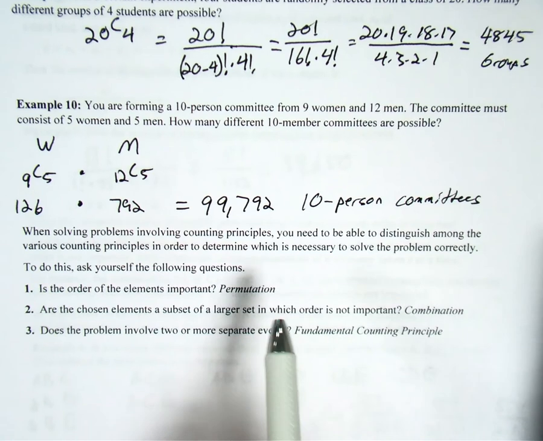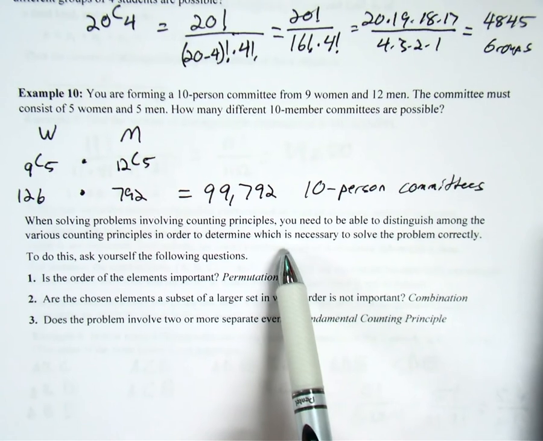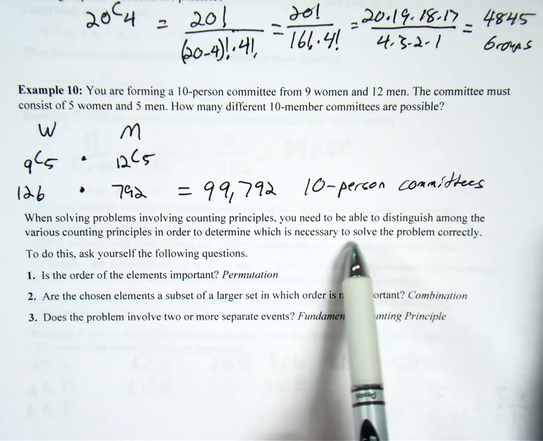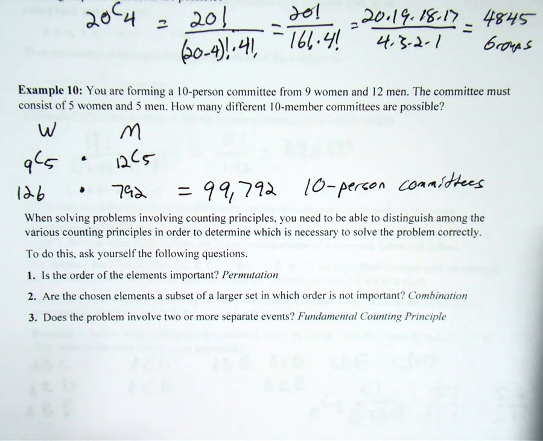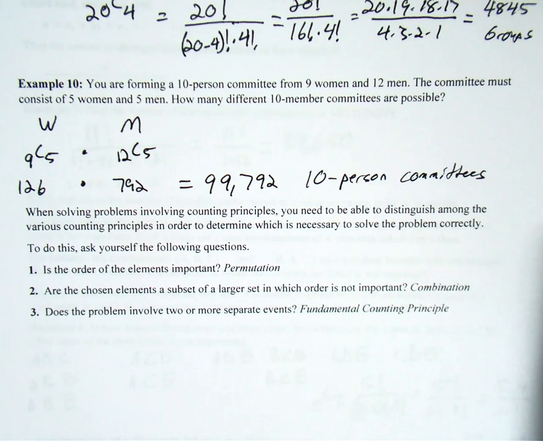When solving counting problems, you need to be able to distinguish among the various counting principles in order to determine which is necessary to solve the problem correctly. To do this, ask yourself the following questions. Is the order of the elements important? Then you need a permutation. Are the chosen elements a subset of a larger set in which order is not important? Then we're using combinations. Does the problem involve two or more separate events? Then you'll need the fundamental counting principle: the number of total things for A times the number of total things for B.